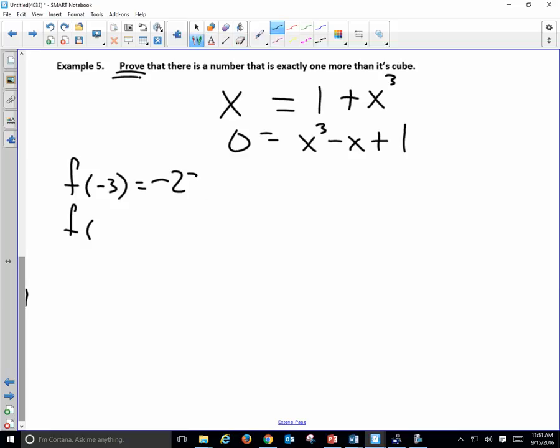And then I'm going to try f of, we'll try 1. 1 to the third. 1 minus 1 plus 1. 1. Okay. Well, I have an output less than 0. I have an output greater than 0. So does there have to be a number between negative 3 and 1 that would give me exactly 0? Yeah.